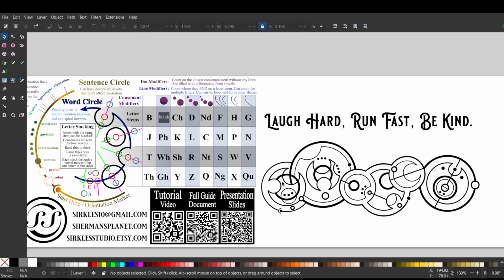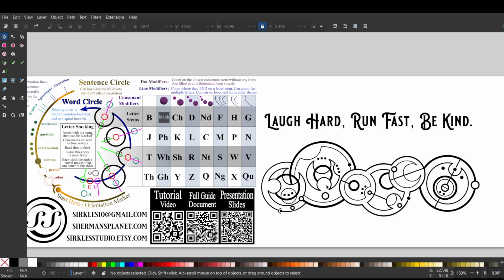So G, and then we have an H with 1, 2 lines. Even though this is the same line curving around, because it ends here and it ends here, it counts twice, making it H, because this line could squiggle around, go do whatever, and then come back here, and it'd be exactly the same thing. So L-A-U-G-H. So that's laugh, and this is a sentence circle going around it. And then we have this sentence circle going around the word hard.